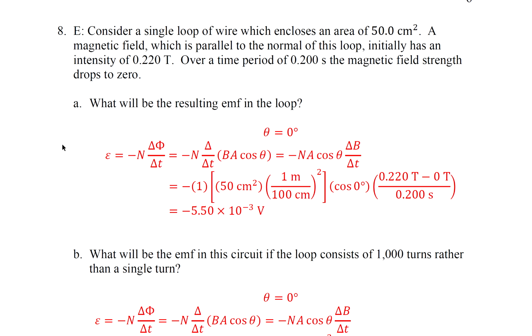Question number 8. Consider a single loop of wire which encloses an area of 50 centimeters squared. A magnetic field which is parallel to the normal of this loop initially has an intensity of 0.22 Tesla. Over a time period of 0.2 seconds, the magnetic field strength drops to 0. Okay, so they gave us time. Part A, what will be the resulting EMF in the loop?